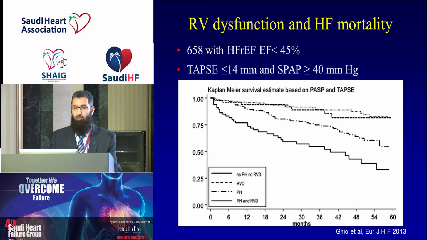The same group also published just recently another paper looking at the combination of TAPSE, rather than area change, of 14 millimeters and systolic arterial pressure of 40 millimeters or more in people with HFrEF. And again, they showed the same kind of trend, where patients with combined pulmonary hypertension and RV dysfunction have worse prognosis.